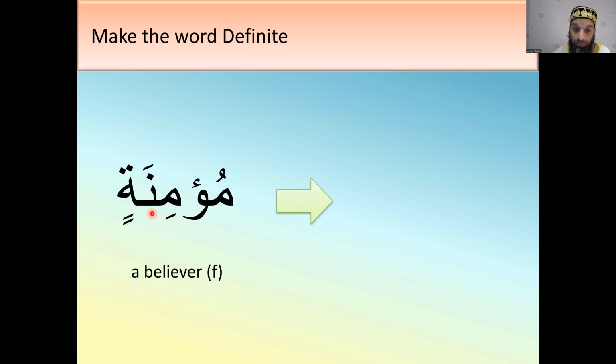Mu'minatin. Now look at this one. It's mu'min again, but the ta marbuta has been added, so it means a believer, but feminine. It means a woman believer. So mu'minun became mu'minatun, or mu'minin became mu'minatin. When you add the ta marbuta at the end, it makes it feminine. So how are you going to say the female believer? Oh, sorry, you've already done it.